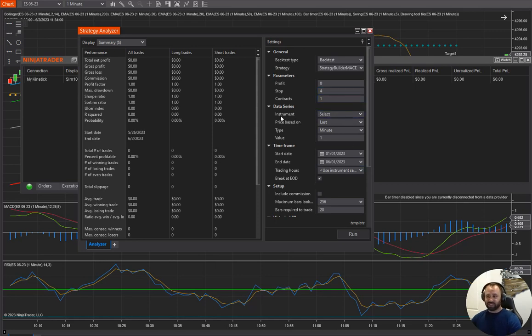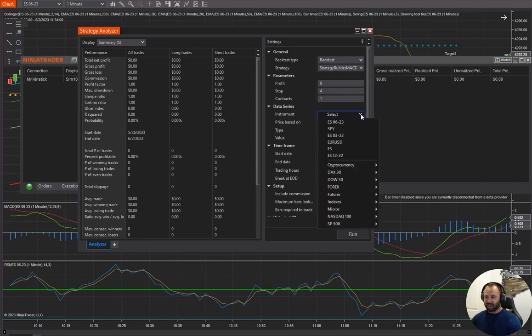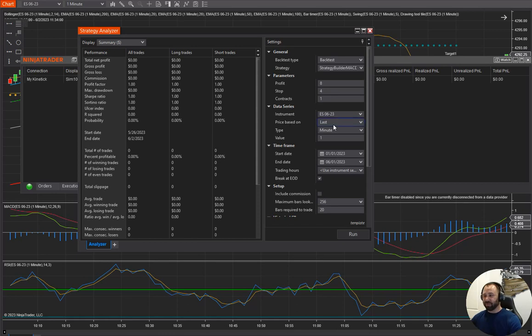Now, the next thing that we need to select is the instrument that we're going to apply this test against. So we will hit this drop down, and I've already preloaded the ES for July of 2023. You can always go through here and find whichever instrument that you want to backtest against. But for today, we'll just use the ES. Price is going to be based on the last minute, because I'm trading off of the minute chart, and we're going to do the 1 minute. If we wanted to backtest off of, say, the 5-minute chart or 15-minute chart, we could do that as well. But for our purposes, we're going to test off of the 1-minute chart.